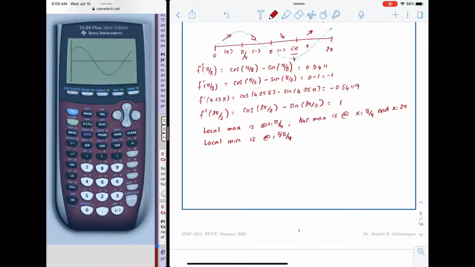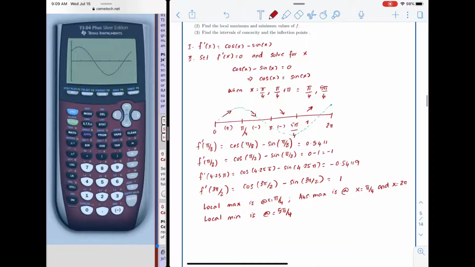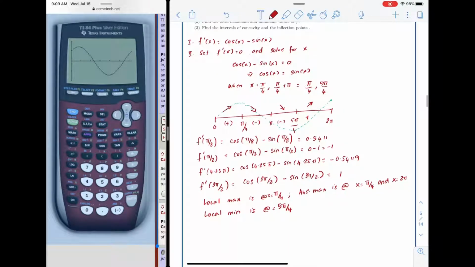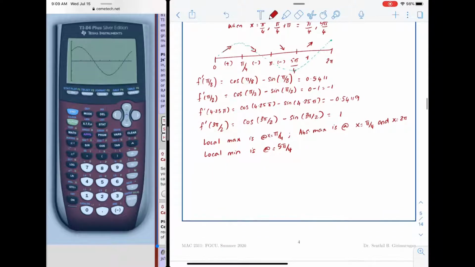So before we move on, I'd like to make a check here. 2 pi would actually give us 1. So we do actually have a maximum. Okay.